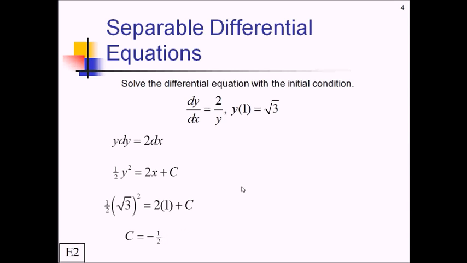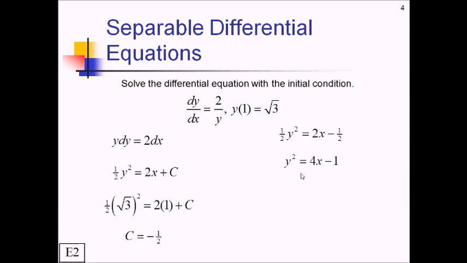Now to plug it all back in. So here was our general solution. Now we have a negative 1 half for the c value. And there was nothing to really resolve before plugging that in. But we do have to now isolate y. So first step, I'm going to multiply everything by 2. So that'll be y squared on the left equals 4x minus 1 on the right side.